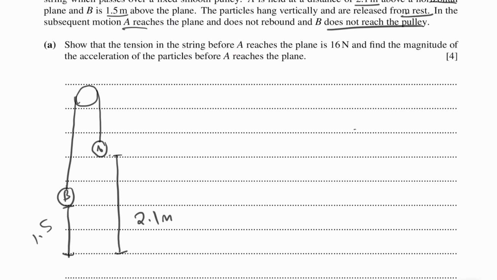Okay, so let's go ahead and see part A. It says, show that the tension on the string before A reaches the plane is 16 newtons and find the magnitude of the acceleration of the particles before A reaches the plane.